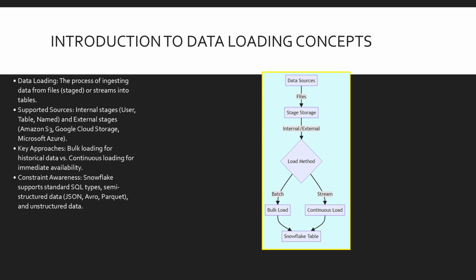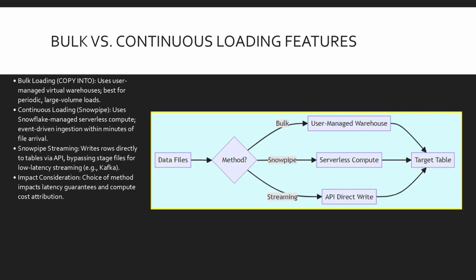In this visual, we start with data sources on the left generating files. These files land in stage storage, which can be internal or external. From there, we branch into the load method. You can choose batch processing for bulk loads or stream for continuous ingestion. Both paths ultimately deposit data into the Snowflake table. Now, let's define the specific features of each method.